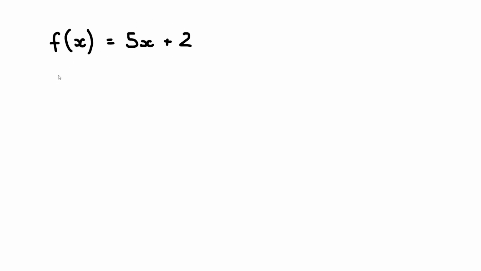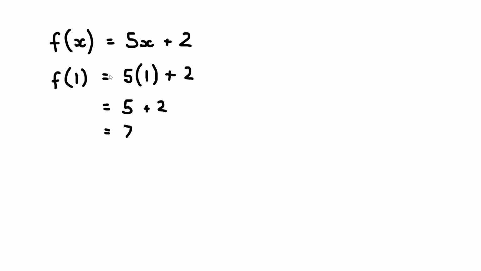So let's say we input 1 for x, right? Let's say x equals 1. We replace x with 1. Anywhere that it says x in the function, we are replacing that with 1, right? Which means that 5 times 1 is 5. The plus 2 does not change, and that gives us 7. So that means when you input 1 for x, you get an output of 7.